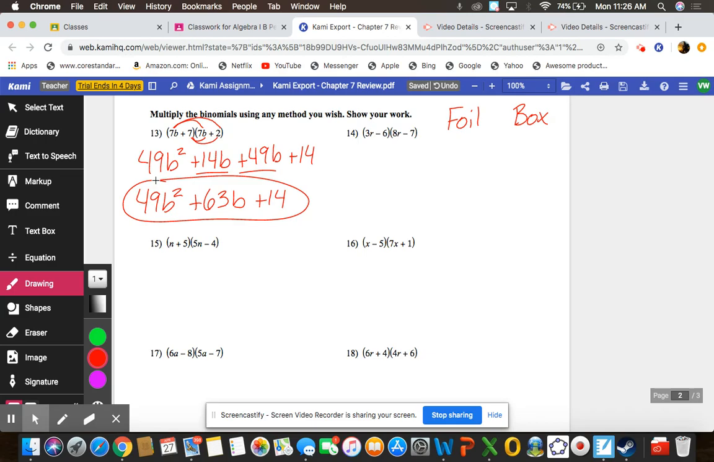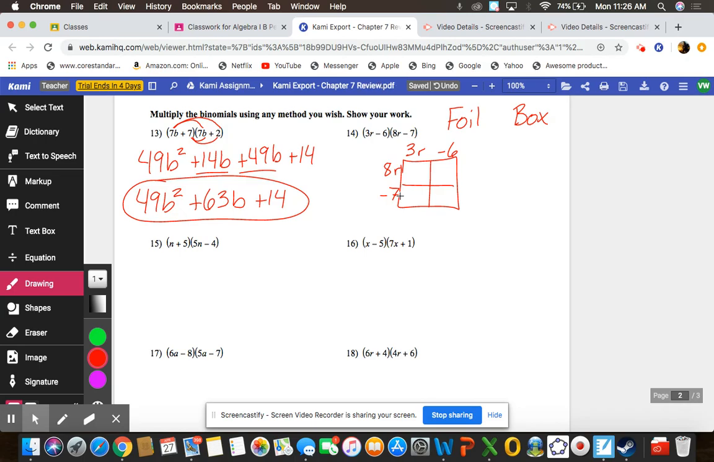Number 14, I'm going to use the box method. So I'm going to make my little box there. My first binomial I'm going to put on top. We got 3r, and here I've got a minus 6. And here on the left-hand side, I've got an 8r and then a negative 7. So there's your box method.